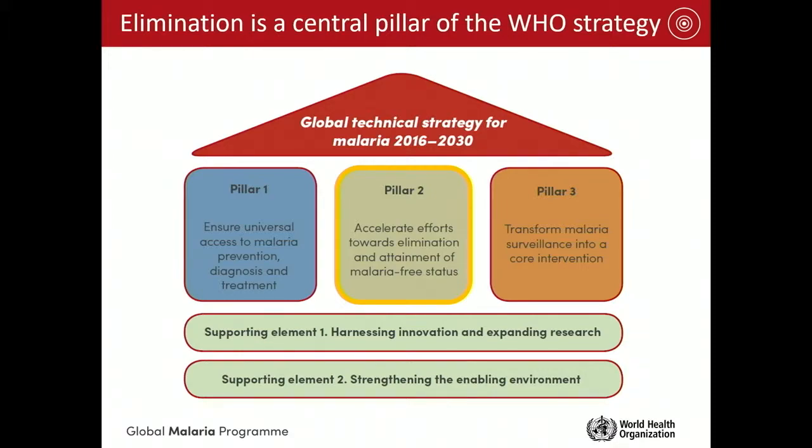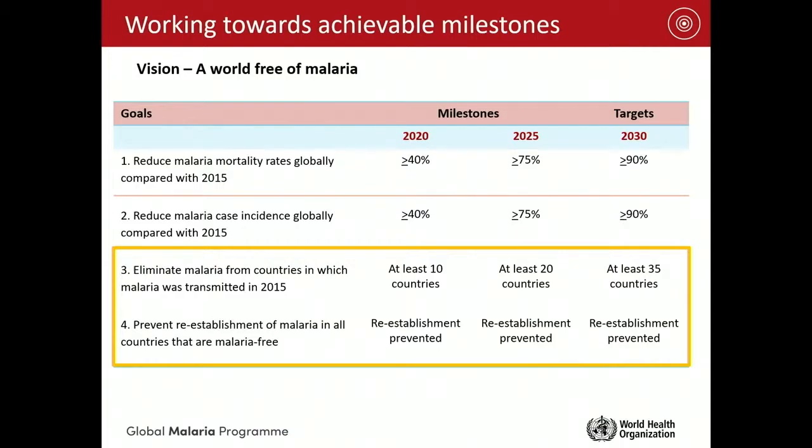And these three pillars make up the bulk of this technical strategy, which is linked to very clear but achievable milestones and targets, two of which are related to reducing morbidity and mortality, and the other two are elimination focused. So our targets are to eliminate malaria from at least 10 countries by 2020, another 10 by 2025, and then 15 more by 2030. And at the same time, ensure that no country that has become malaria-free reverts to having transmission reestablished.